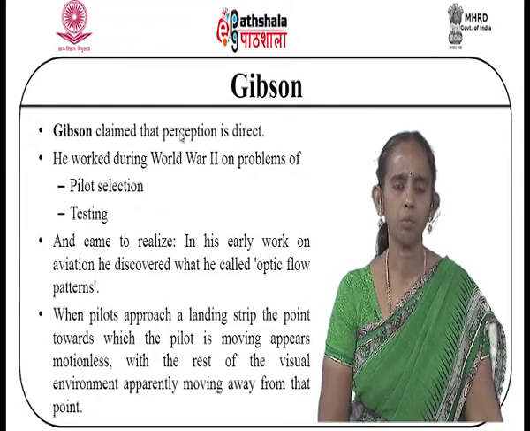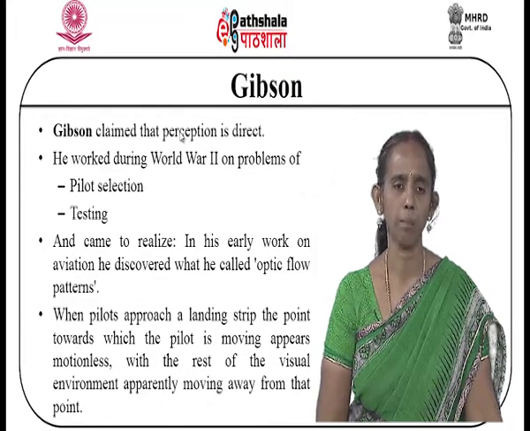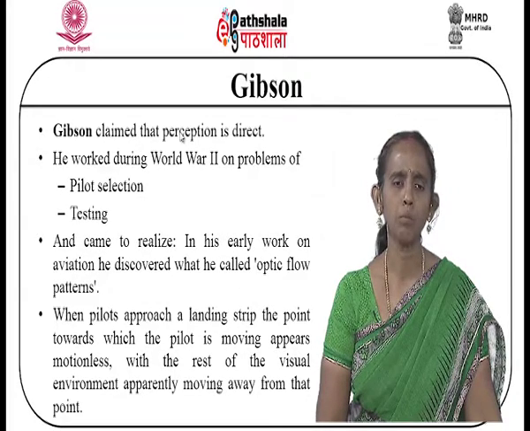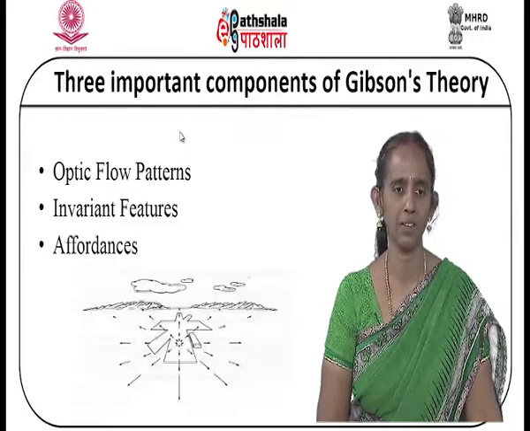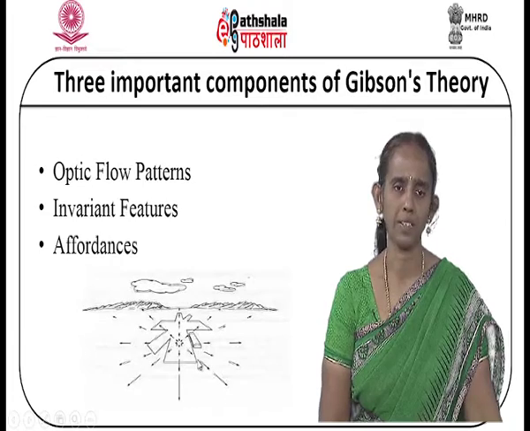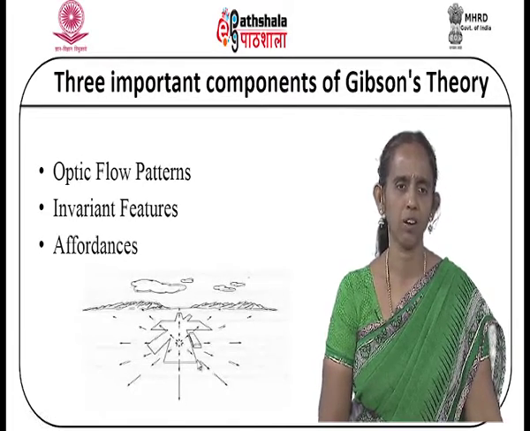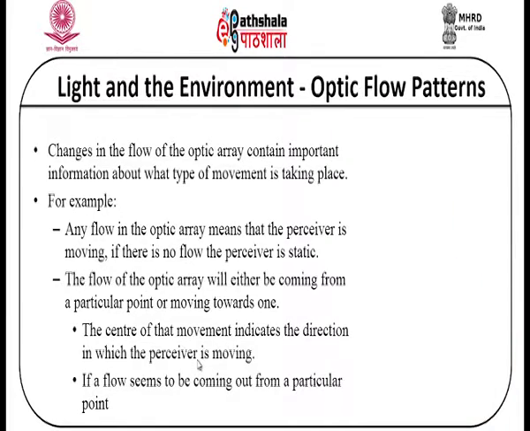When pilots approach a landing strip, the point towards which the pilot is moving appears motionless, with the rest of the visual environment apparently moving away from that point, which is called the optical flow pattern. So this is an example of the optical flow pattern. Three important components of Gibson's theory are optical flow patterns, invariant features and affordances.